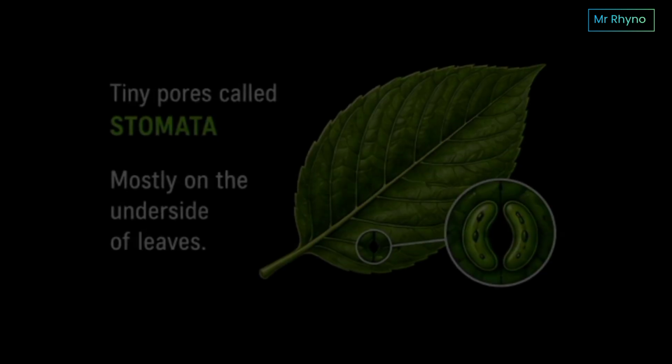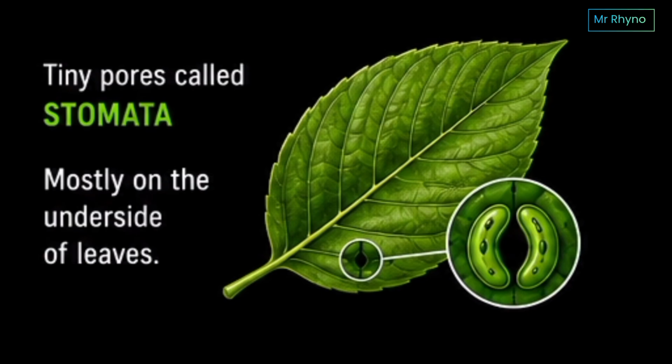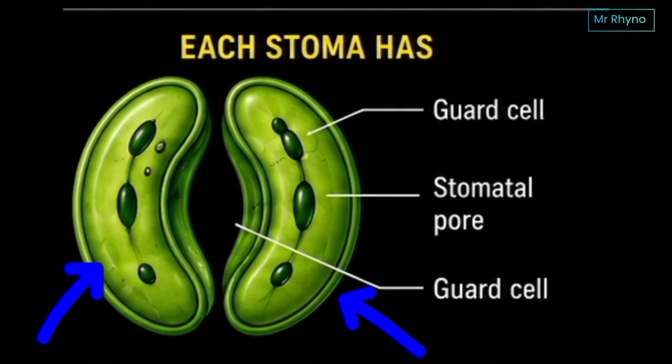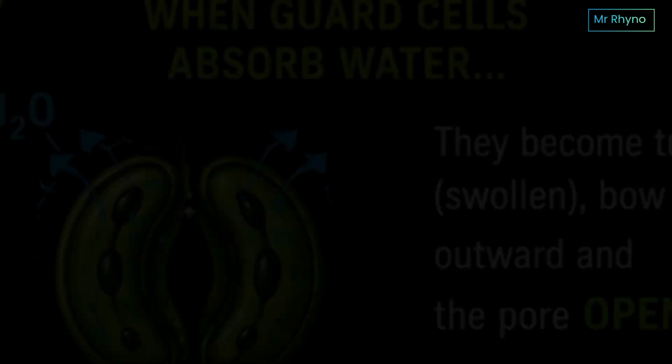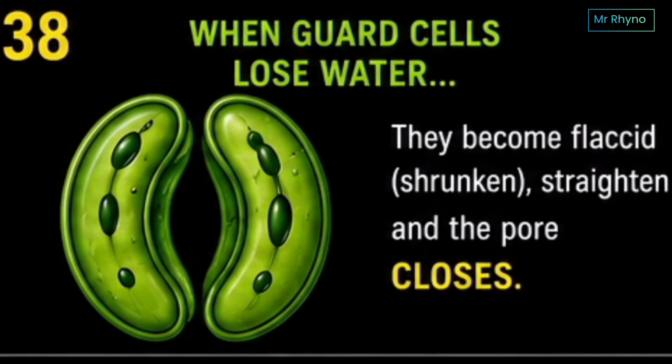We have also stomata, the little doors in leaves. To define stomata, we can basically say these are tiny pores present on the surface of leaves. They have 2 guard cells on either side. These guard cells control whether the stomata opens or closes. When guard cells absorb water, they swell and the stomata opens. When guard cells lose water, they shrink and the stomata close.